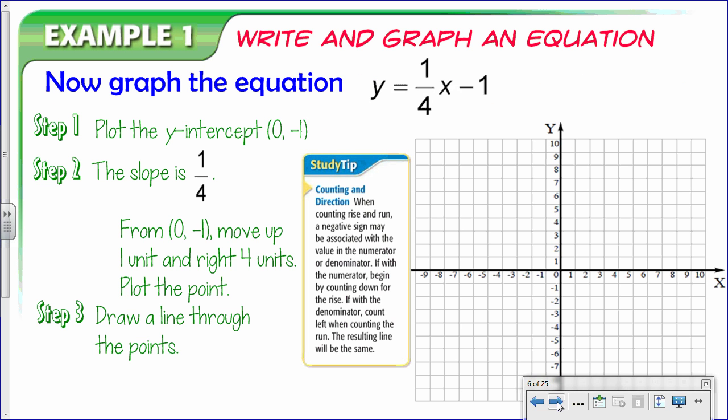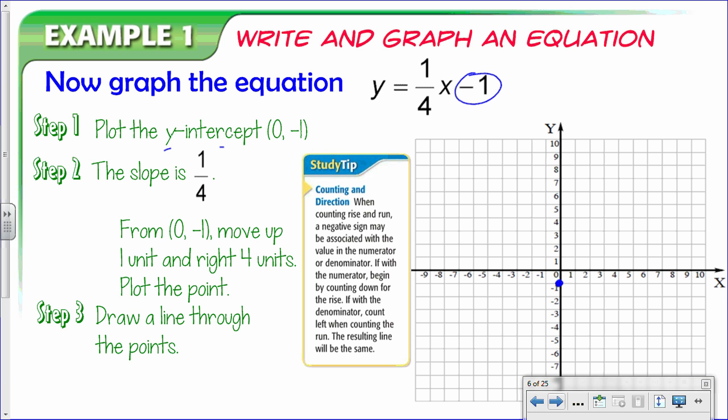All right, let's graph it. So what I need to do, you guys hopefully should know from back in semester 1, that my y-intercept is -1, right? What is a y-intercept? It always has an x-coordinate of 0. So now if I were to plot that point over here on the graph, where would it be? On the y-axis, just right below the origin. I'm going to go ahead and plot that point.